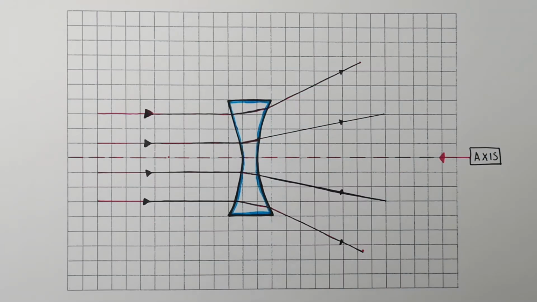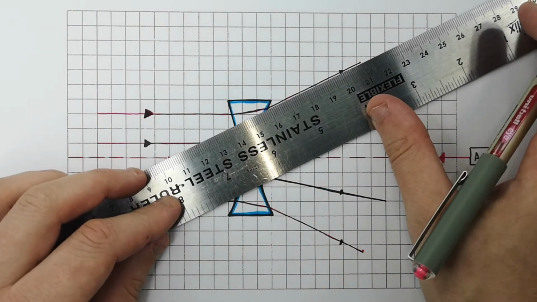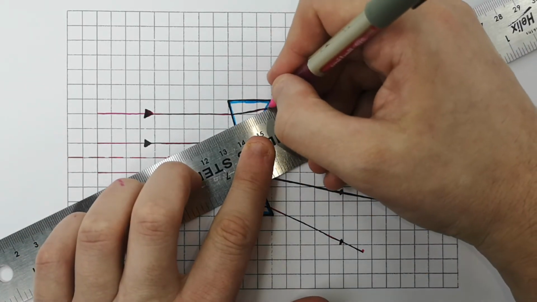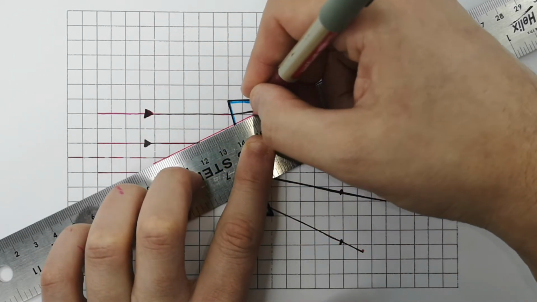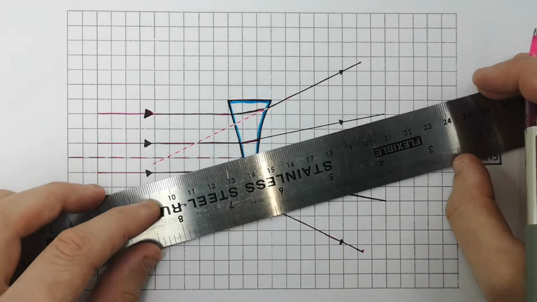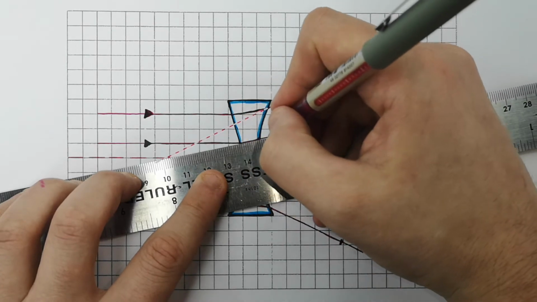So where is the principal focus for a concave lens? So the principal focus of a concave lens is the point where rays hitting the lens parallel to the axis appear to have all come from. So as you can see here, if you trace the refracted ray back to the axis, it's going to meet at the principal focus. So what I'm drawing here are virtual rays.